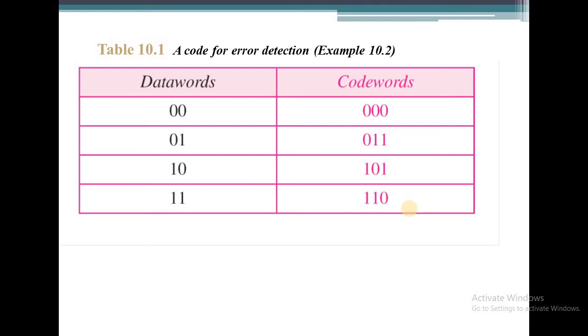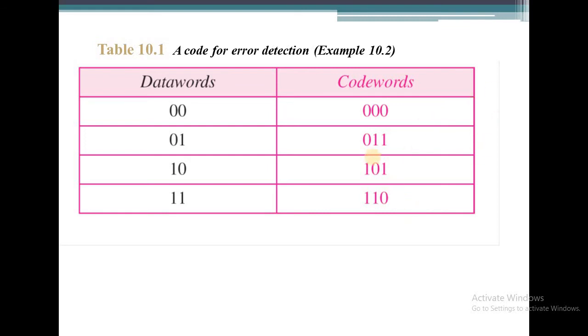Check here, you have a data word as well as the code word. Consider the first two code words, 000 and 011. If you perform the XOR operation on these two code words, 0 XOR 0 is 0, 0 XOR 1 is 1, and 0 XOR 1 is 1, that is 011. It is also a code word.